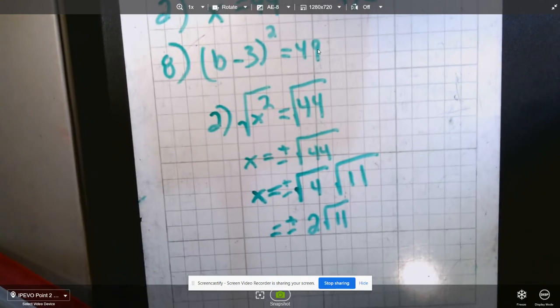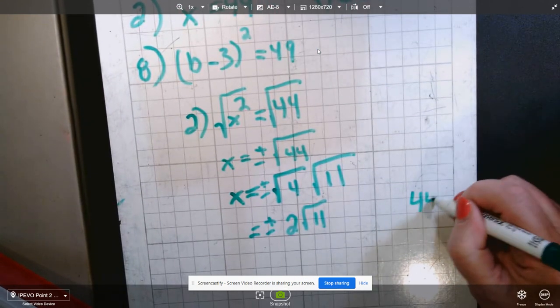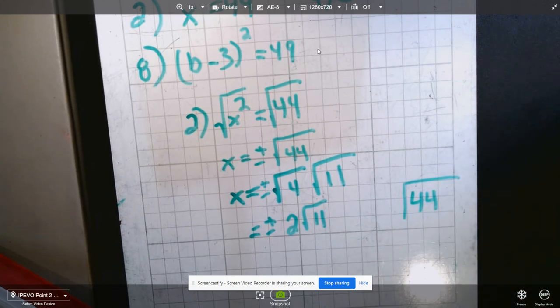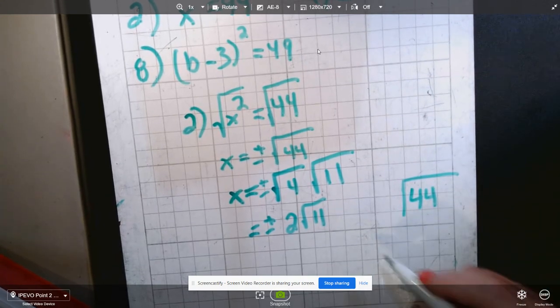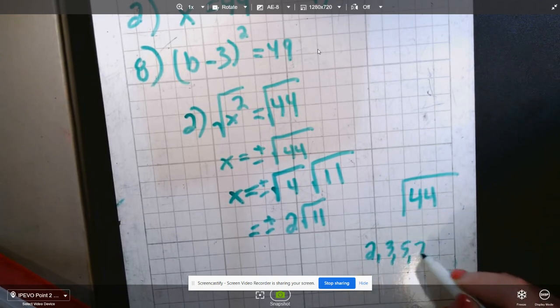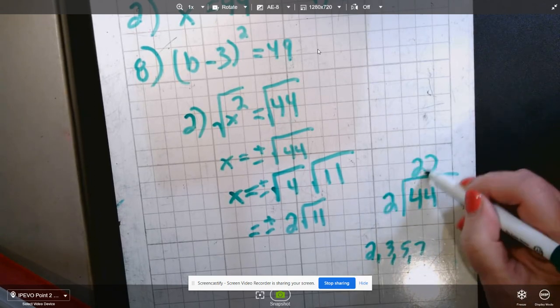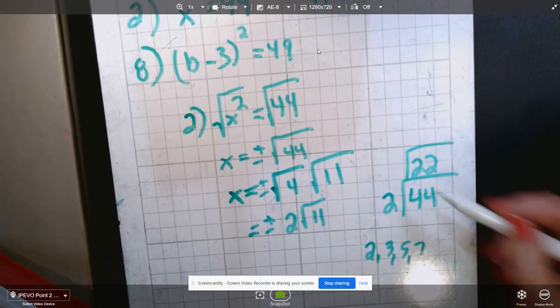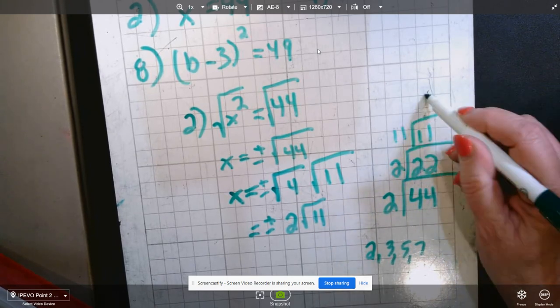If some of you like the birthday cake method to simplify radicals, then what you do is you'll take 44. You're going to divide this by the simplest or the lowest prime number you can think of, usually 2, 3, 5, 7, something like that. So if I divide this by 2, I'll get 22. I'm going to keep doing that again. I can divide it by 2, I get 11. I can divide by 11 and I get 1.